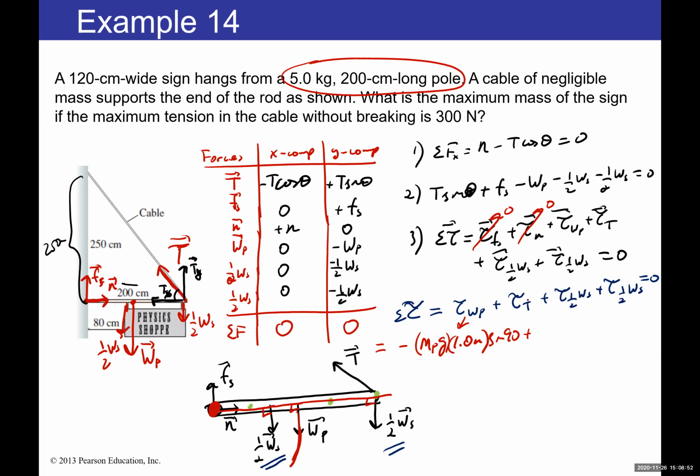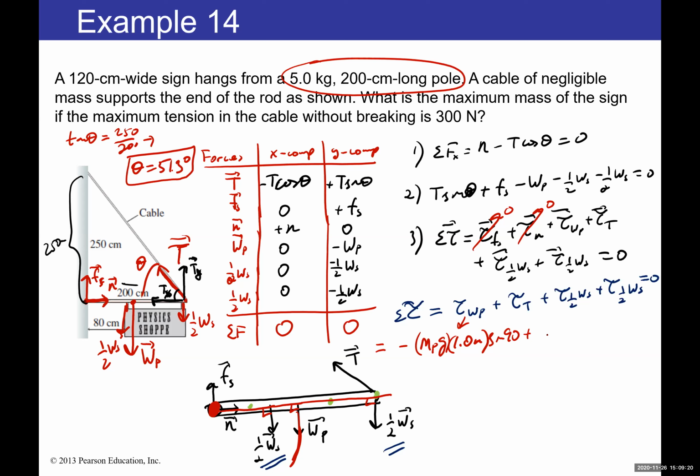Plus torque due to the tension. The torque due to the tension here is the only one that is actually giving me positive. And I can find the angle using, again, tangent of theta equals 250 over 200. Then I can find this angle theta. So using that, I get theta equals 51.3 degrees.